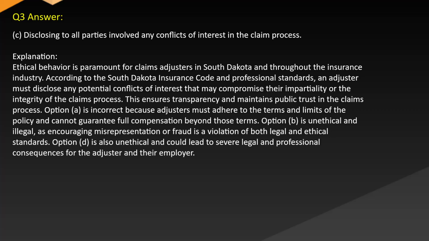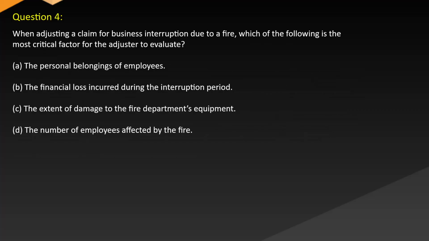Option A is incorrect because adjusters must adhere to the terms and limits of the policy and cannot guarantee full compensation beyond those terms. Option B is unethical and illegal as encouraging misrepresentation or fraud is a violation of both legal and ethical standards. Option D is also unethical and could lead to severe legal and professional consequences for the adjuster and their employer.